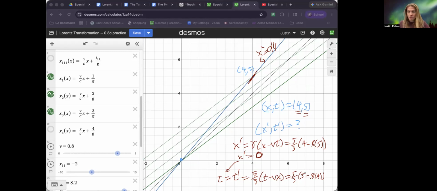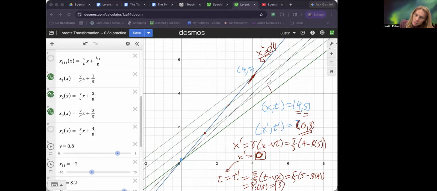So this is 5/3 times 1.8. 1.8 divided by 3 is 0.6. 0.6 times 5 is, what? This is 0.3. Of course it is. It's 0 in position, and it's, what was it? 1, 2, 3 seconds in time.